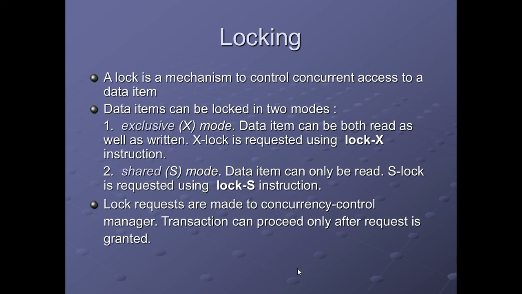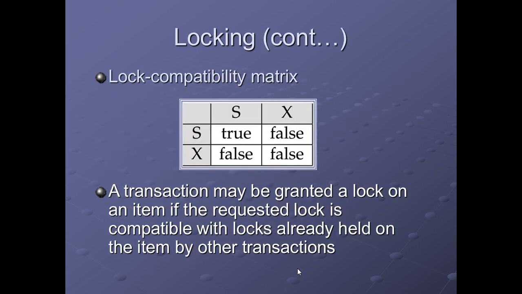Lock requests are made to the concurrency control manager. A transaction can proceed only after the request is granted. So that is the locking of the database management system. It denies access to one user so that the other user may finish the changes or the processes that he is performing on the database.